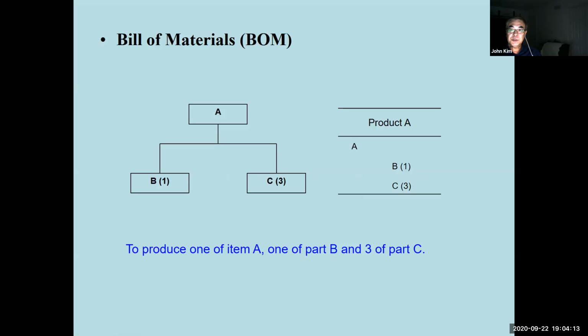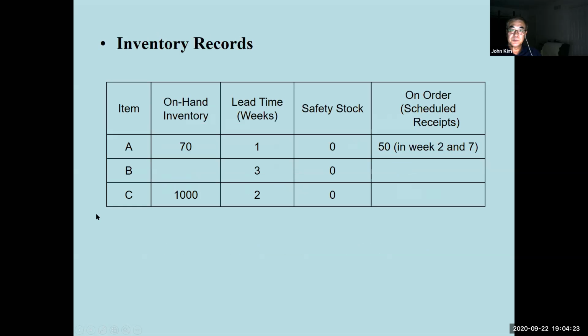And the bill of material shows the structure. Final product needs 1 B part and then 3 C parts. And the inventory record file shows inventory on hand: final product 70, B part no inventory on hand, then C 1,000. And then lead time is 1 week, 3 weeks, and 2 weeks. And no safety stock is required.